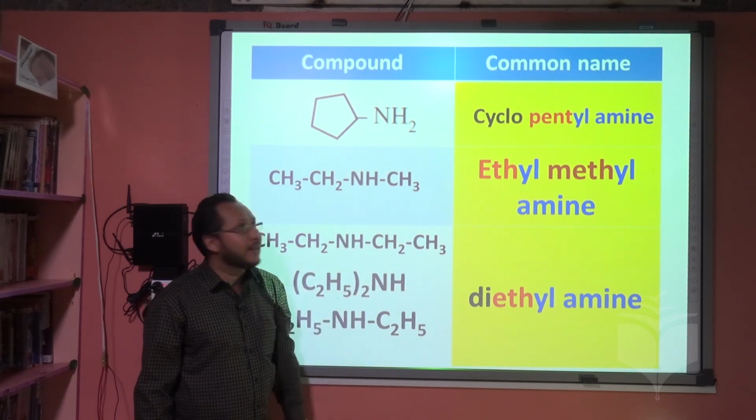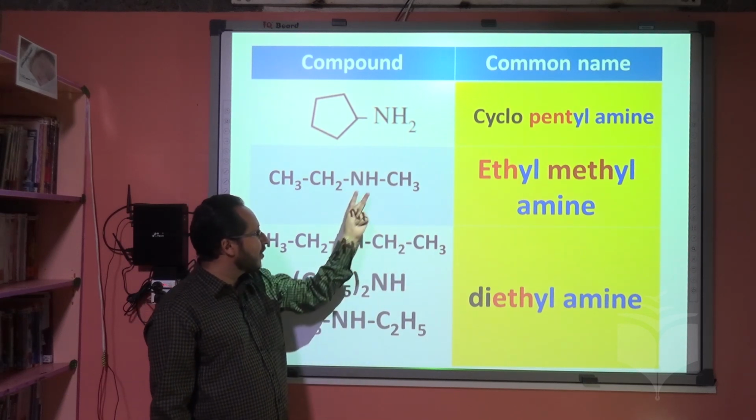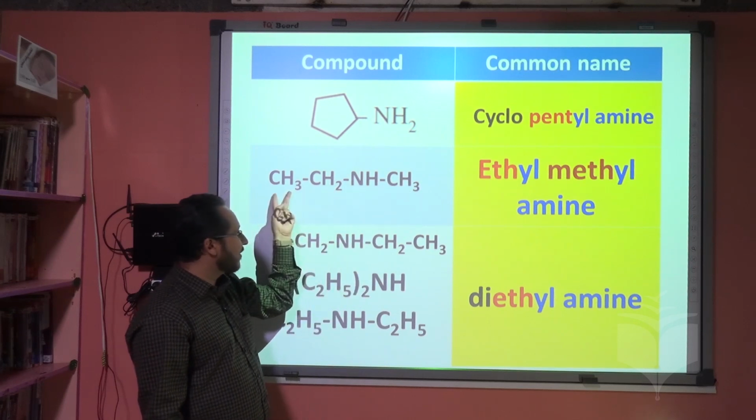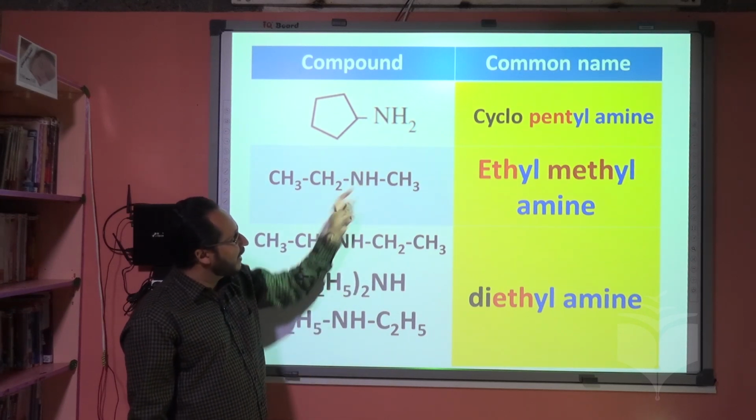But if you have a secondary amine like this one, this is a secondary amine because this is an alkyl group and this is another alkyl group. So we have NH now.